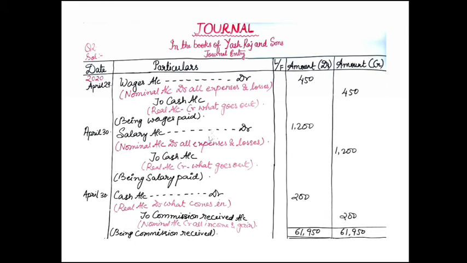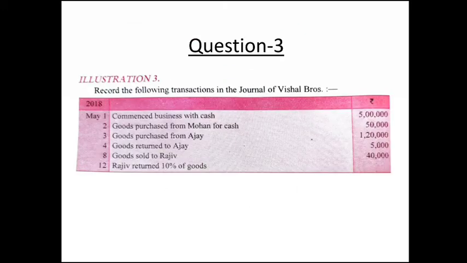We need to add up the transaction total, which comes down to 61,950, both debit as well as credit. Moving on to the third question, record the following transaction in journal in the books of Vishal Brothers. Commenced business with cash 5 lakh.